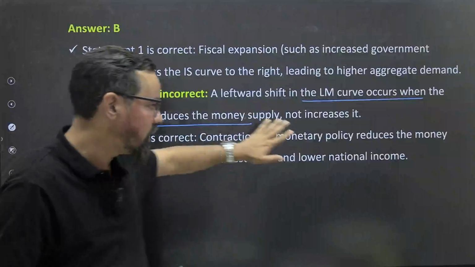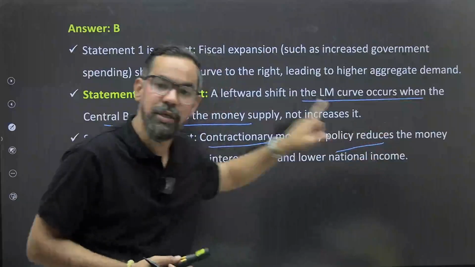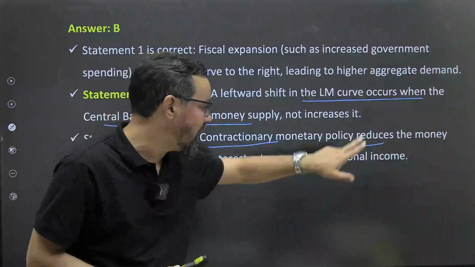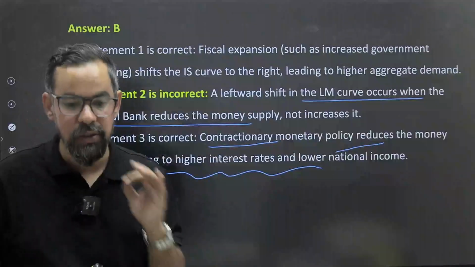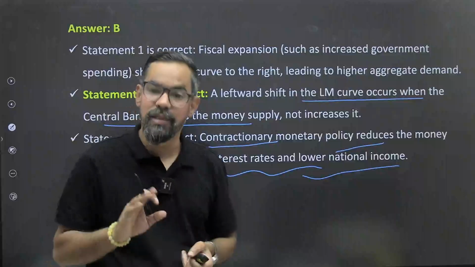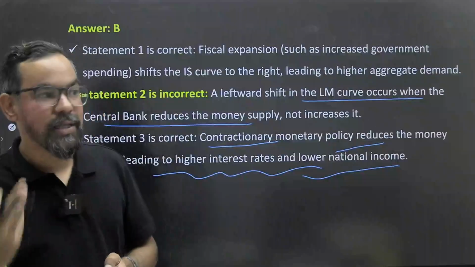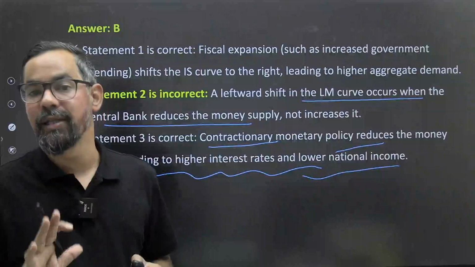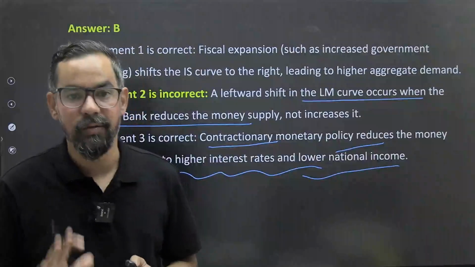So if they are increasing this particular one, it will reduce the money supply, and the lending, leading to a higher interest rate and a lower national income. So this is the logic. Why lower national income? Because there will be less supply of money. People will have less money in their hands, so the aggregate demand in that particular economy will come down. So that is the logic.